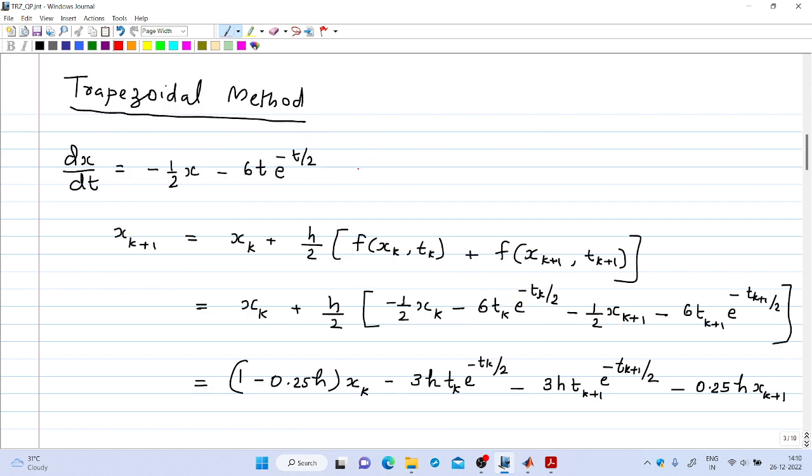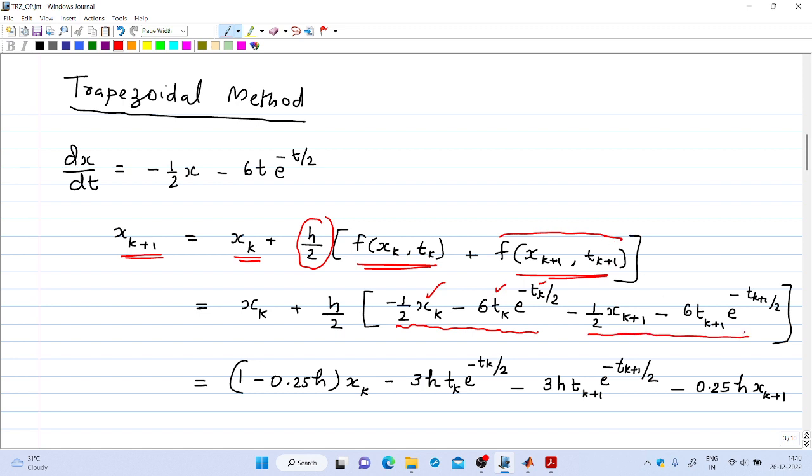Then let us look at the trapezoidal method. So in trapezoidal method, the k plus 1th value xk plus 1 is equal to xk plus h by 2 into function value at xk tk plus function value at xk plus 1 tk plus 1. So the function value at xk comma tk is nothing but that right hand side of the differential equation with x replaced by xk and t replaced by tk. Similarly, f of xk plus 1 comma tk plus 1 is just replace the x by xk plus 1 and t by tk plus 1 on the right hand side of the differential equation.